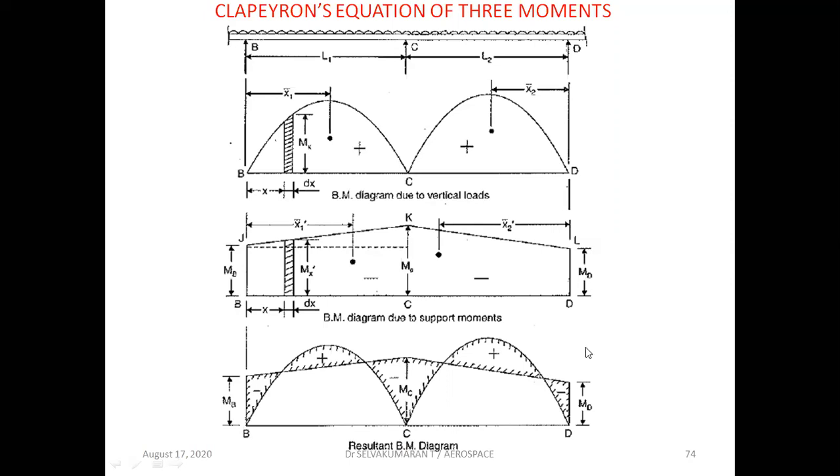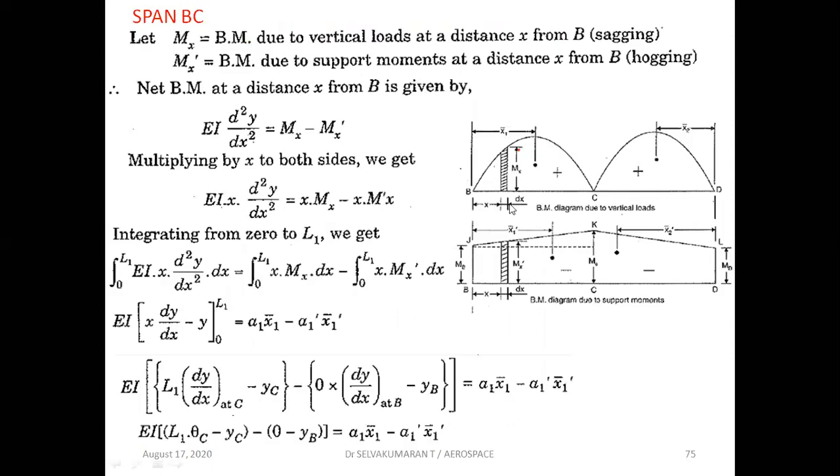Now we are going to derive the expression, or Clapeyron's equation, to determine the support moments. With those support moments, we find the support reactions, and with those moments and support reactions, we plot the shear force and bending moment diagram for the given beam with loading conditions. Now I have taken span BC here.